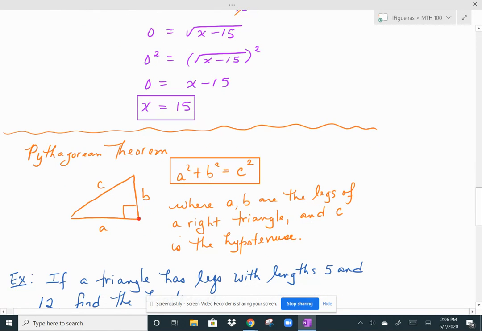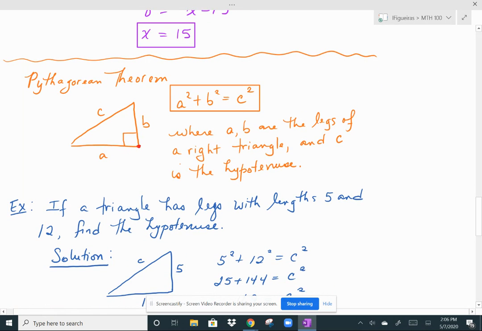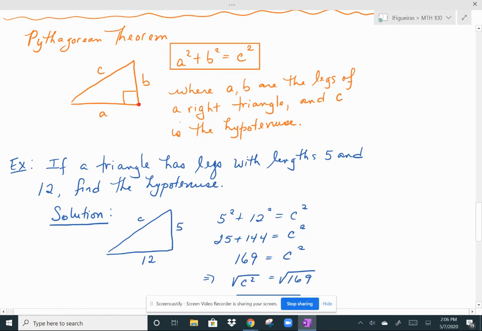Okay, so the second part of this lesson are word problems where you will be using radicals in order to solve an equation. But first we need to remind ourselves of a very important theorem in mathematics called the Pythagorean Theorem. This theorem is based off of a right triangle. A right triangle means that it is a triangle, a three-sided shape with a 90-degree angle in it. And we usually put that little box in the corner where the 90 degrees exists.